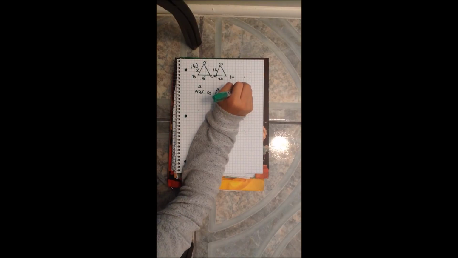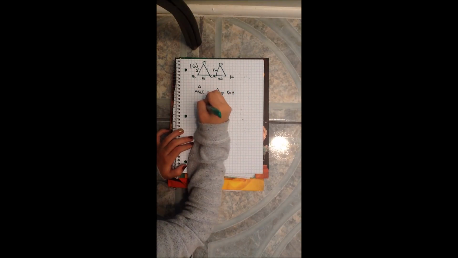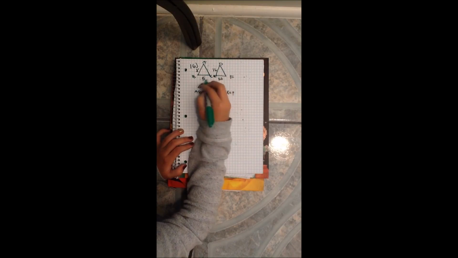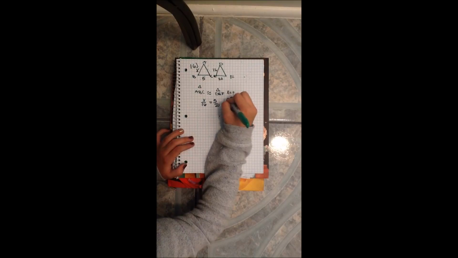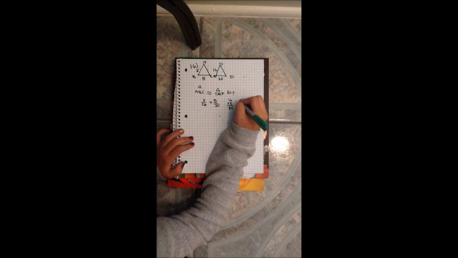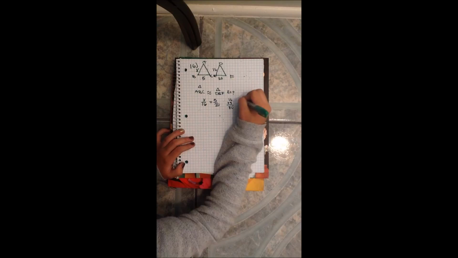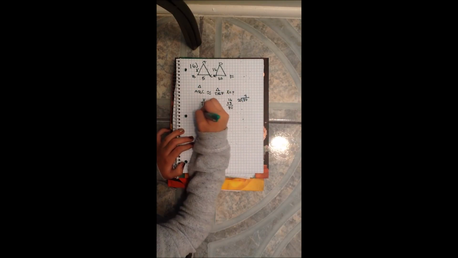So these two are the same, so it would be X over 16 equals 5 over 20, because these two are the same as well. So what you do is you cross multiply and divide. So 16 times 5 is 80, and then you divide 80 by 20. So 80 divided by 20 is 4, so then my X would equal 4.